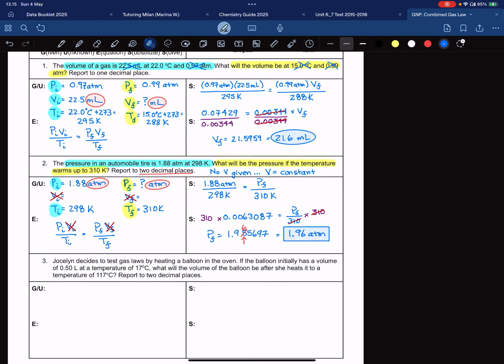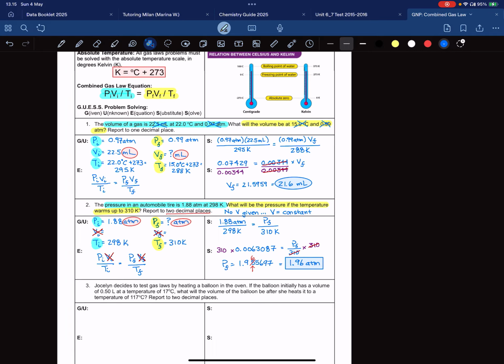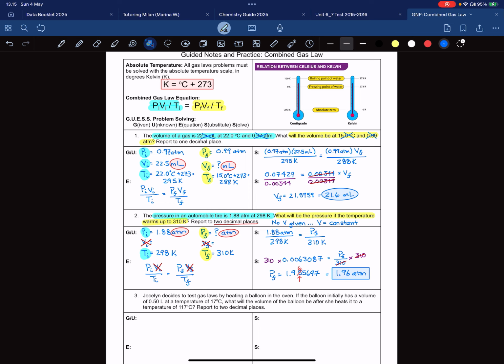All right, so you need to do the next 4 for practice and check them in the answer checker to make sure that everything's okay. Good luck.